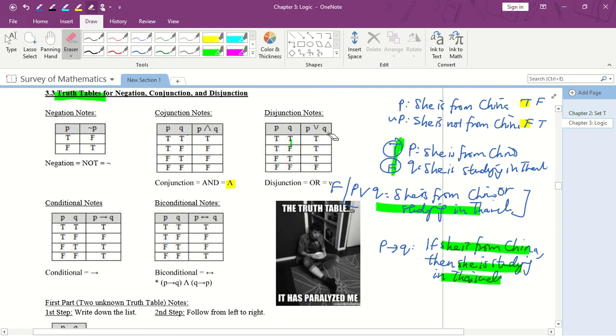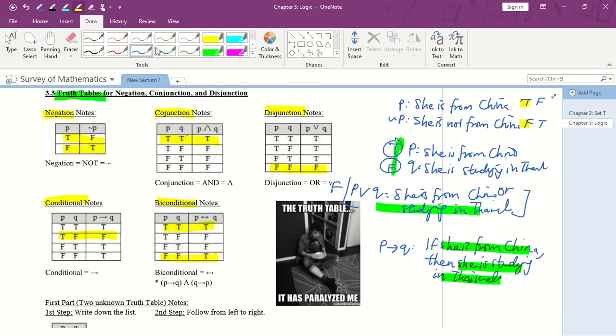Let me highlight it here. What you need to specially remember is that for negation, for sure you know that true will become false and false will become true. However, for conjunction, you need to remember that only both true can make it true. Then disjunction, only both false can make it false. And conditional, only true-false will make it false. And for biconditional, only both true can make it true, and both false can make it true. Okay?